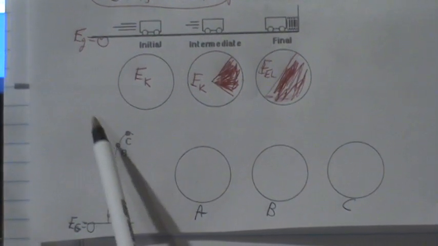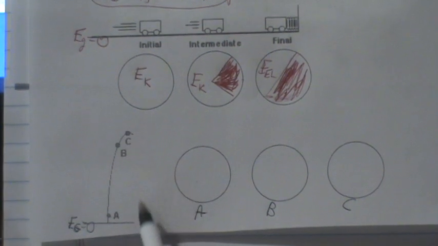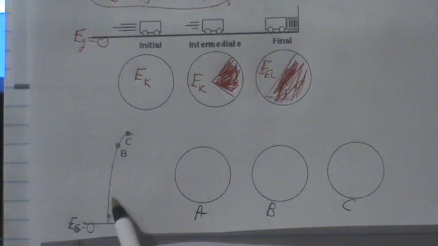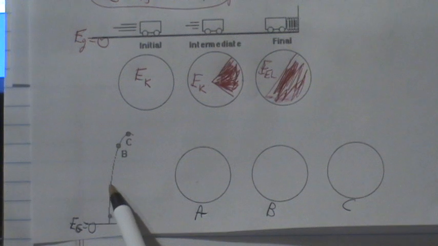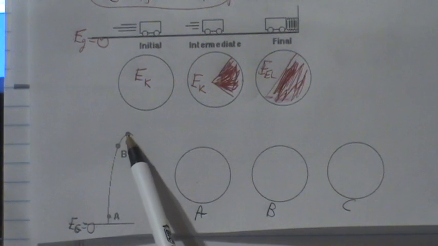Now, the description for this isn't up here, but what this would say is an object is thrown upward and travels from A to B to C. Well, if it's thrown upward at A, it is going to be going the fastest. It's going to be slowing down as it moves upward. It is still moving at B. At C, it looks like it has stopped and is ready to come back down again.